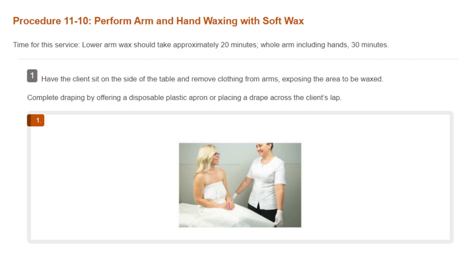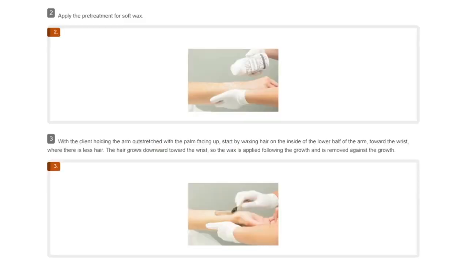Procedure 11-10. Perform arm and hand waxing with soft wax. Time for this service: lower arm wax should take approximately 20 minutes, whole arm including hands, 30 minutes. 1. Have the client sit on the side of the table and remove clothing from arms, exposing the area to be waxed. Complete draping by offering a disposable plastic apron or placing a drape across the client's lap. 2.